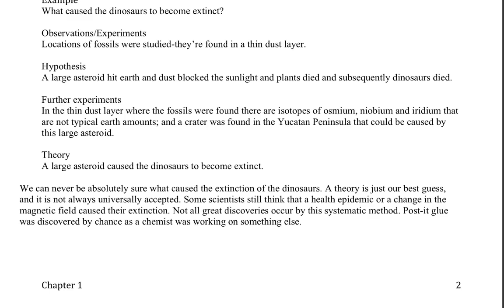We can never be absolutely sure what caused the extinction of the dinosaurs. A theory is just our best guess, and it is not always universally accepted. Some scientists still think that a health epidemic or a change in the magnetic field caused their extinction. And by the way, not all great discoveries occur by this very systematic scientific method. Post-it glue was discovered by chance as a chemist was working on something else.